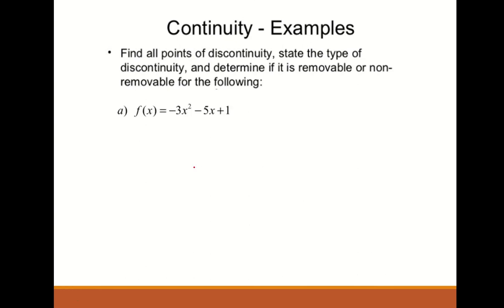Okay, so our first example here, we're given a polynomial f of x equal to minus 3x squared minus 5x plus 1. As we know, for a polynomial, as discussed in our previous session, for all values of x, you will be able to get a value of f of x. In other words, the function is continuous. Alright? Then how about this one?